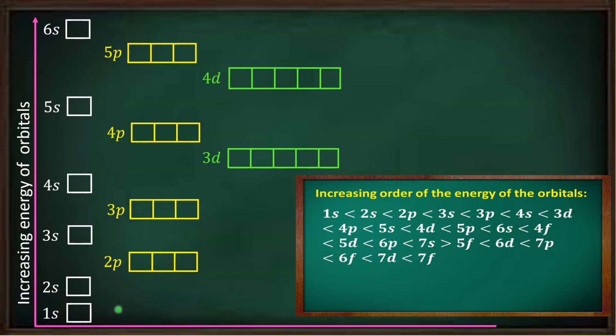So electrons fill the orbitals in this way. 1s is filled first, next they enter into 2s. Once it is filled, they enter into 2p. Once it is filled, they enter into 3s, 3p, 4s, 3d, 4p, 5s, 4d, 5p, 6s, like this. Isn't it? So let us start writing the electronic configurations of the elements now.